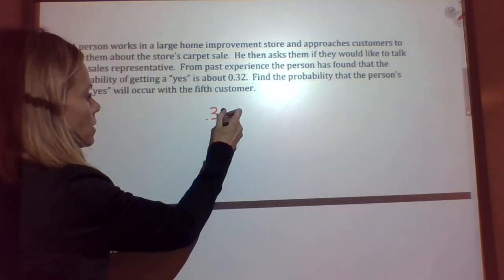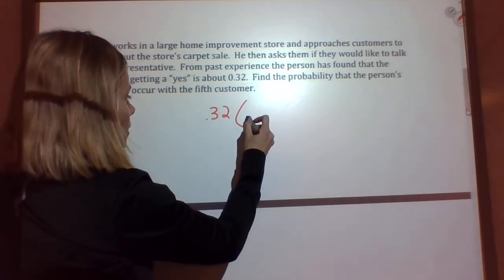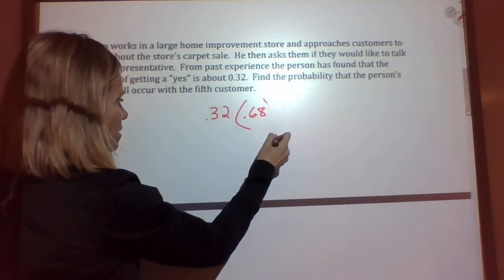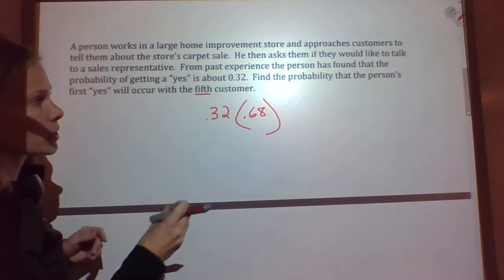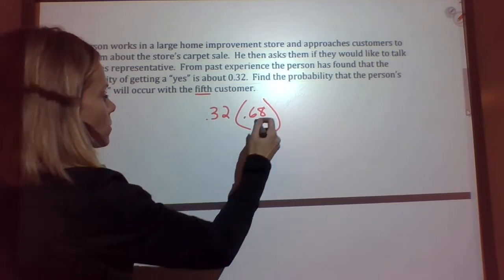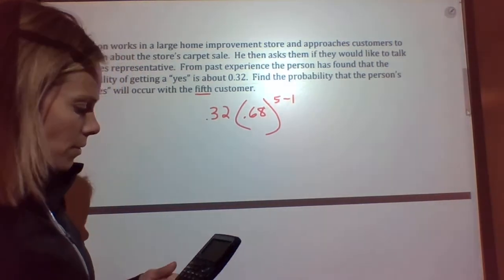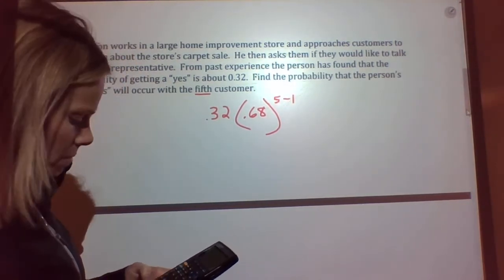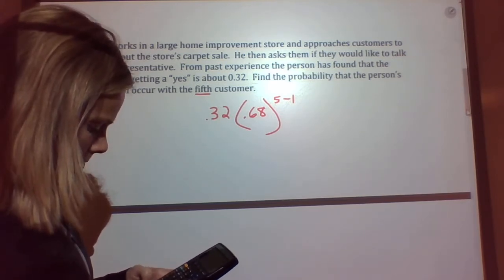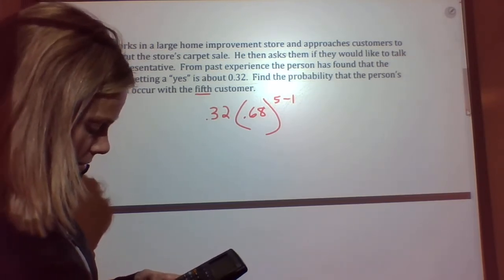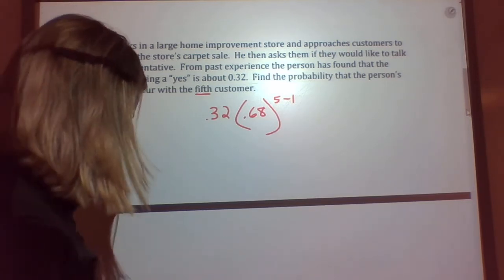Okay, so 32% that they'll say yes. So what's the probability that they'll say no? 0.68. And I want the 5th customer. My first success will be the 5th customer, so 5 minus 1, which is 4. So 0.32 times 0.68 to the 4th power. Oops, and I think I typed that in wrong. Hold on. 0.068.